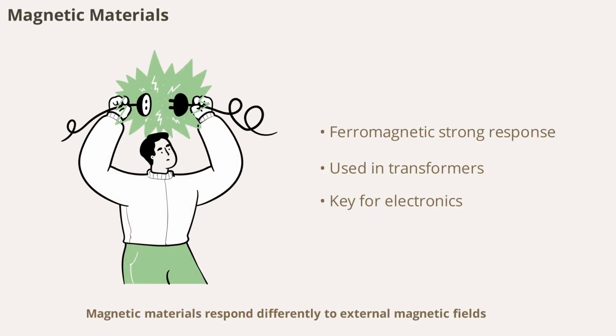Magnetic materials respond differently to external magnetic fields. Ferromagnetic materials like iron become strongly magnetized, while paramagnetic and diamagnetic materials show weaker responses. The study of these materials is crucial for designing magnets, transformers, and electronic components.